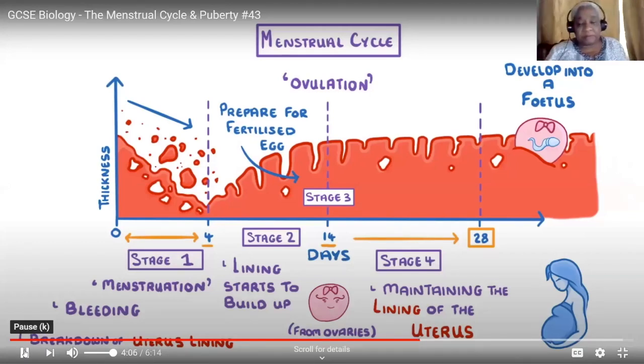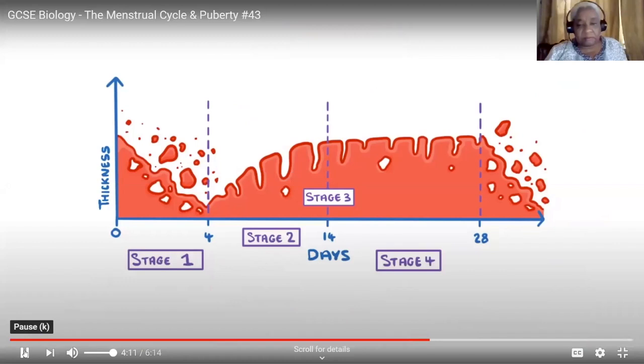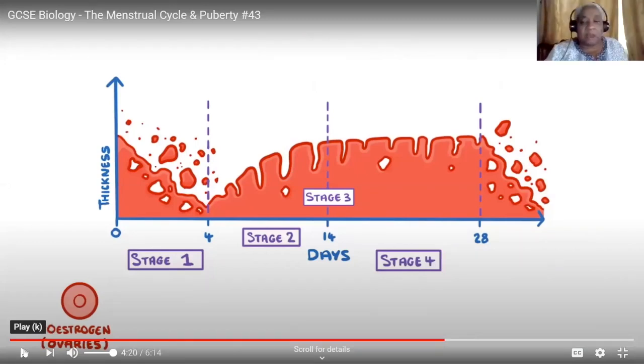We now need to take a look at the hormones that are responsible for this cycle. So let's get rid of most of this and draw the hormone levels onto our graph. We've already seen estrogen, which is produced in the ovaries. Many of us are used to hearing the word estrogen pronounced differently. It really doesn't matter. You just need to know what it does and where it comes from. It stimulates the uterus lining to grow.